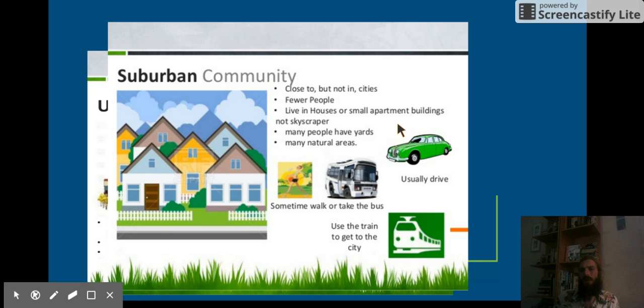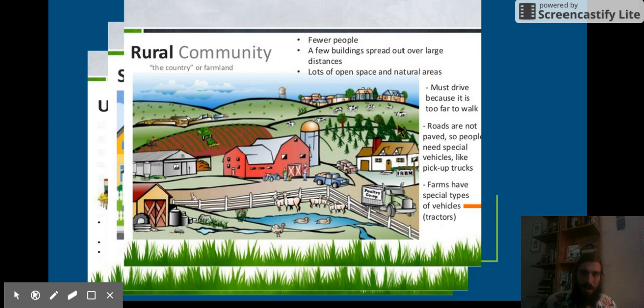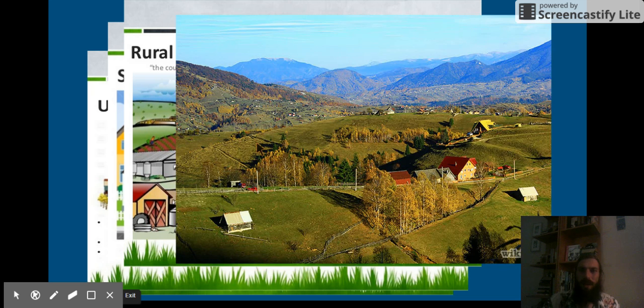Now, if you keep going past the suburban communities, then you'll get to rural communities. That means there's fewer people, a few buildings spread out over large distances, lots of open space and natural areas, and you have to drive because it's just too far to walk. Things are spread out. So it's a big area with a small amount of people, the opposite of my urban community. Now, in this picture, we see a rural community, but honestly, this makes it look a little busier than it is. You see a lot going on here. Really, in a rural community, you'd have all of these things, but they'd be much more spread out. It would look like this. A house here, a house there, some trucks, some cars, maybe some people here and there. A big area with a few people. That's a rural community.